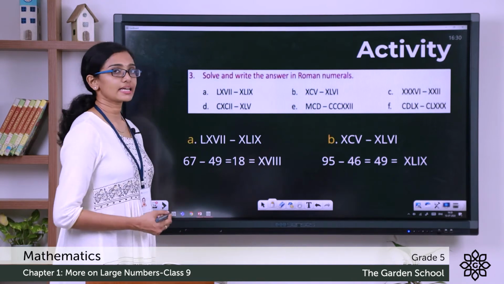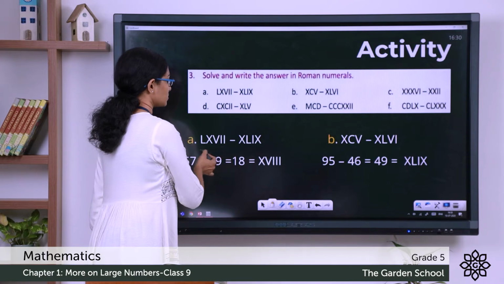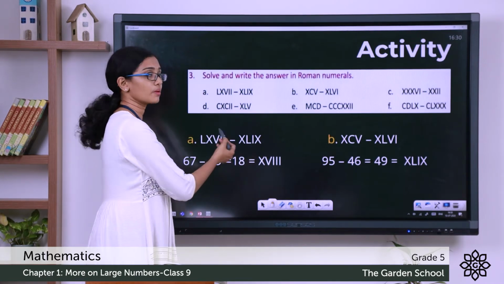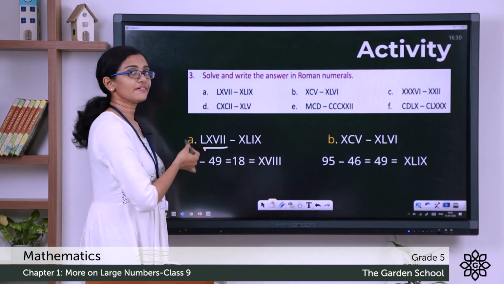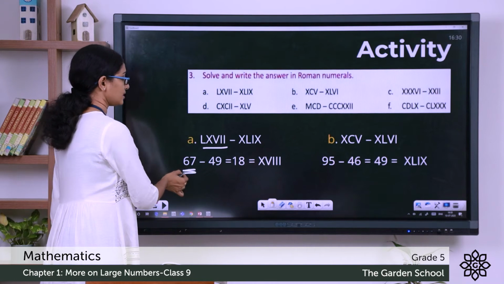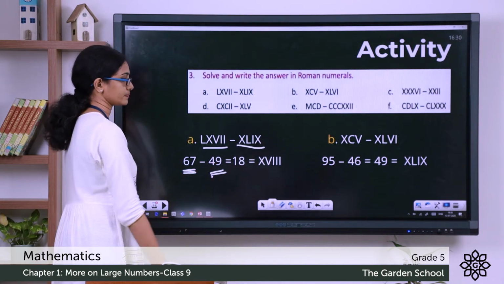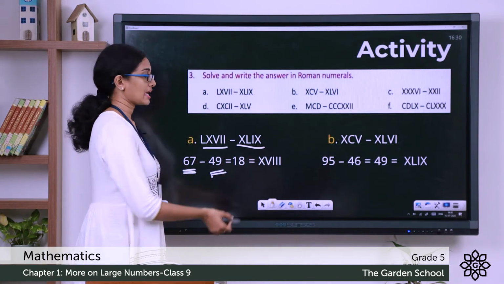Solve and write the answer in Roman numerals. The first one is this one. To solve this, we have to find out the equivalent values for each of these Roman numerals first. So I have done that here. This represents a value equal to 67 and this represents a value of 49. Now 67 minus 49 equals 18.